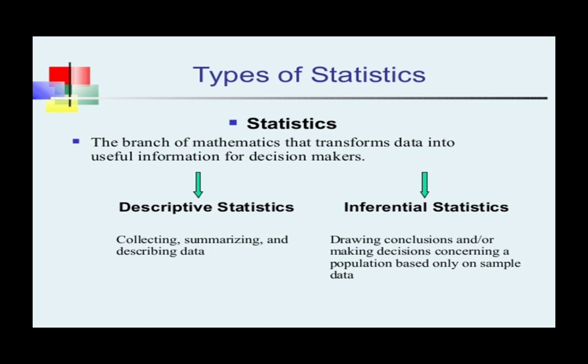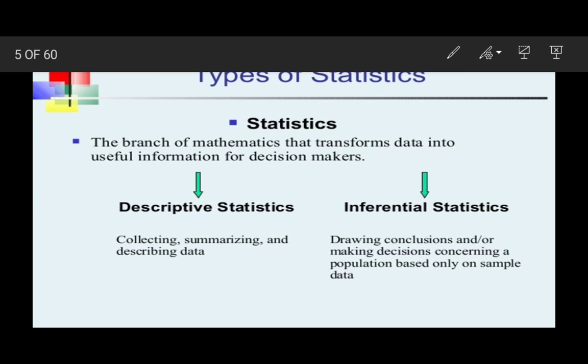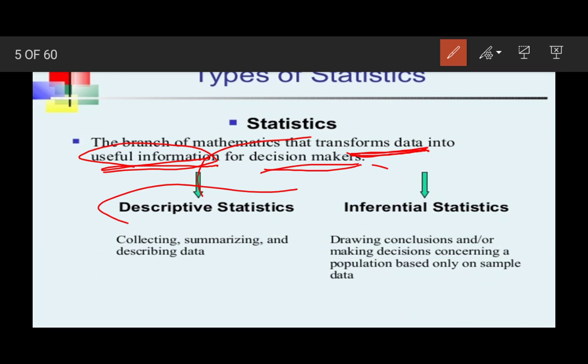Now, types of statistics. As we know, statistics is a branch of mathematics that transforms data into useful information for decision makers, right? After applying statistics, we are transforming the data into useful information, and on the basis of this useful information we can make decisions. Now there are two types of statistics. One is descriptive, and one is inferential statistics.